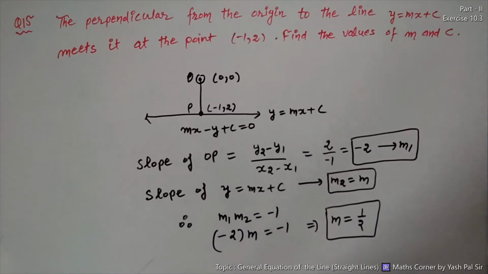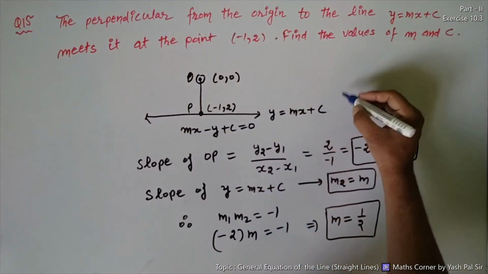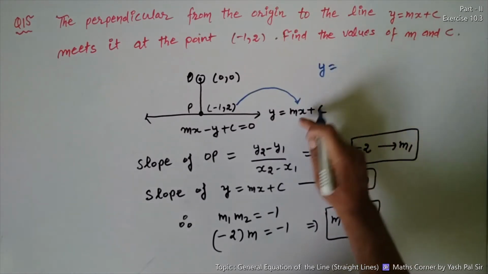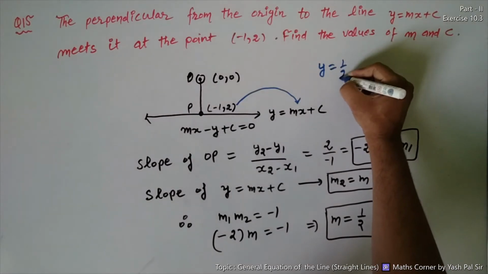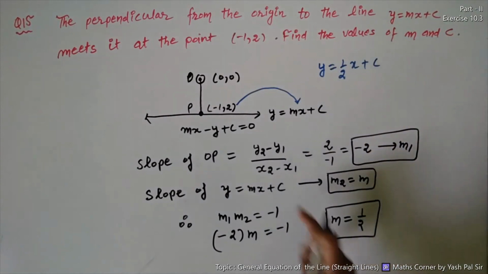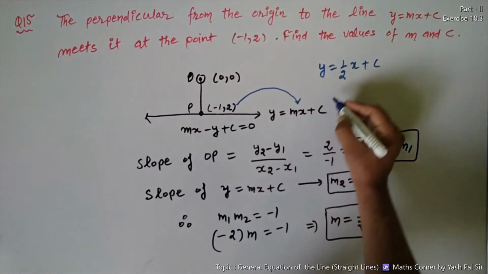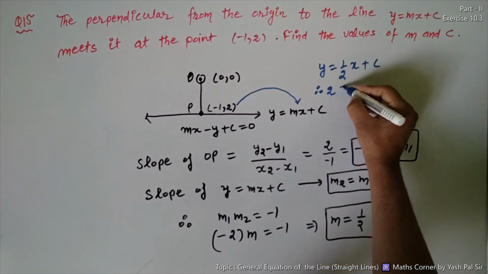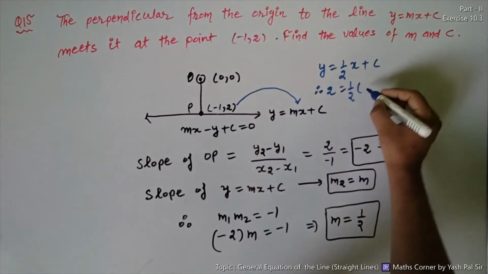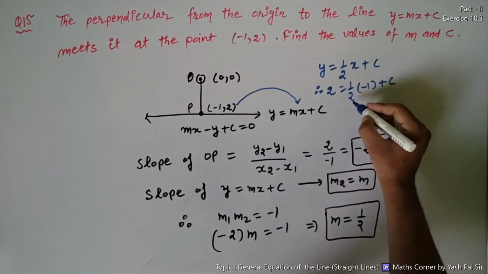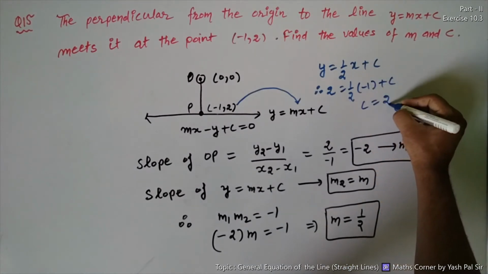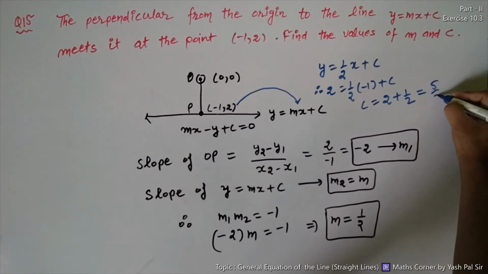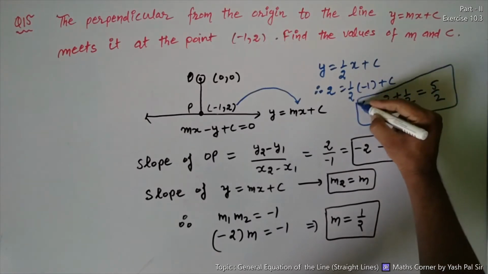Now one more thing is that this point minus 1 comma 2 lies on this line. So we have y is equal to m value is 1 upon 2 into x plus c. Put x is equal to minus 1, y is equal to 2. So we have 2 is equal to 1 upon 2 into minus 1 plus c. So it means c is equal to 2 plus 1 upon 2, which is equal to 4 plus 1, 5 upon 2. So this is the value of c.